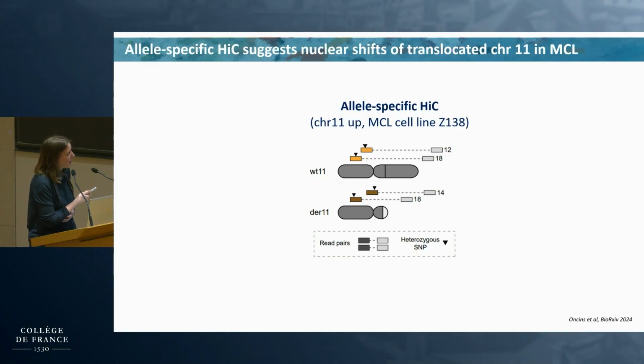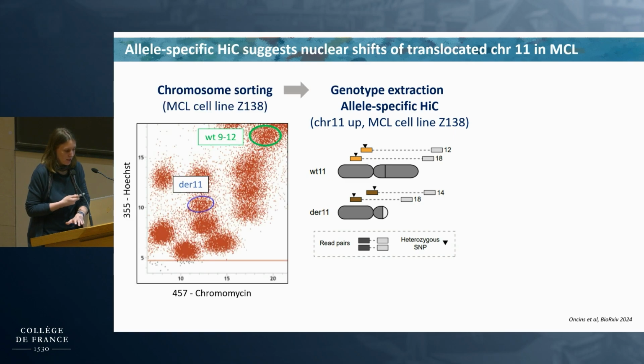So then we tried to understand this further. We did allele-specific Hi-C only of chromosome 11 up, because the cell line didn't allow us to do the other parts of the chromosomes. To do allele-specific Hi-C, you have to have information of the genotype. So what we did is we did chromosome sorting of our cell line. Here you can see that with chromosome sorting, each dot is a chromosome, and you can sort the chromosomes based on two different dyes, so basically based on length and GC content.